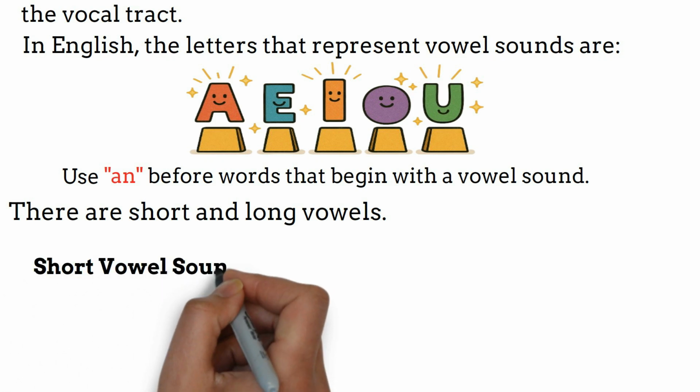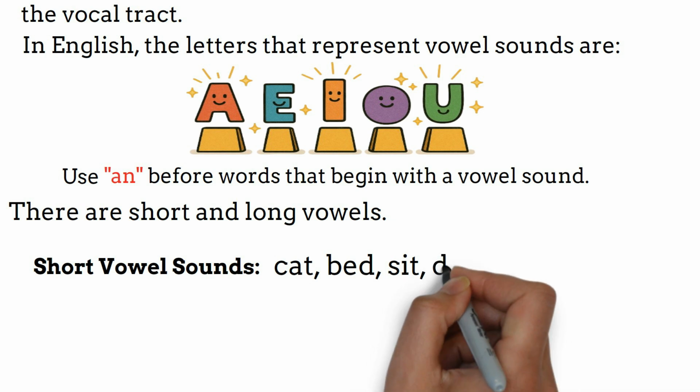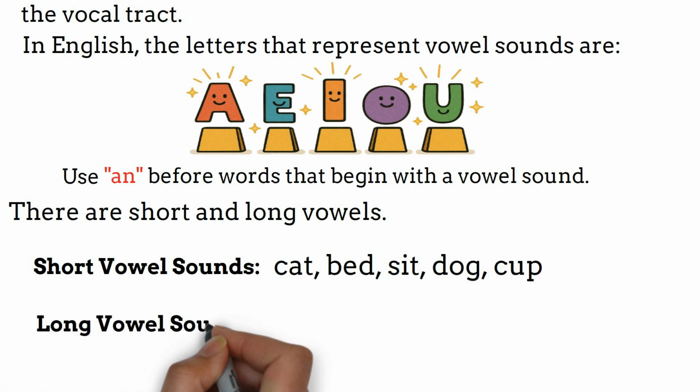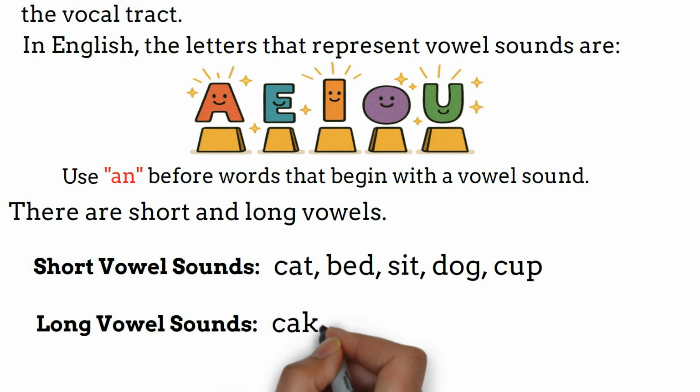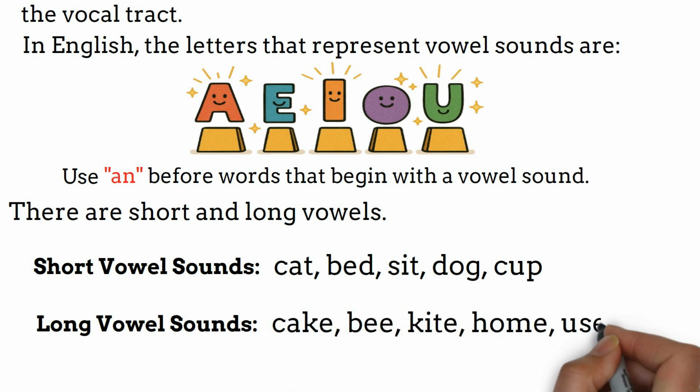Short vowel sounds: cat, bed, sit, dog, cup. Long vowel sounds: cake, bee, kite, home, use.